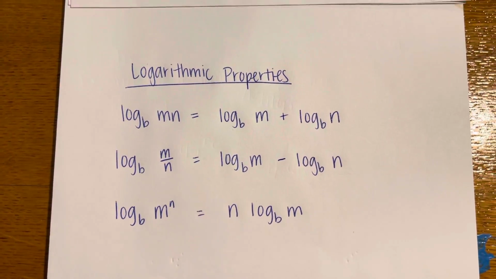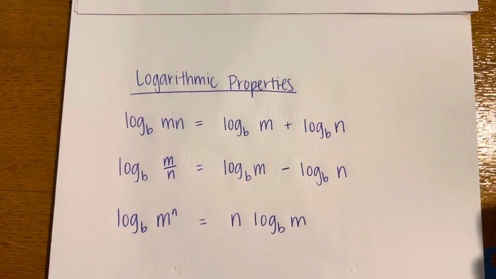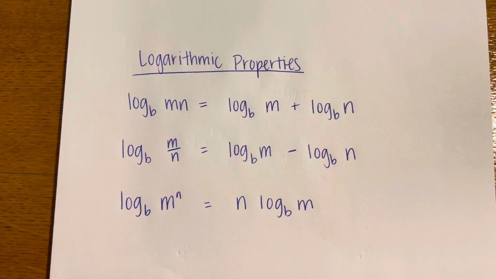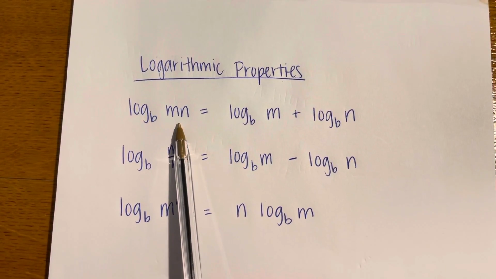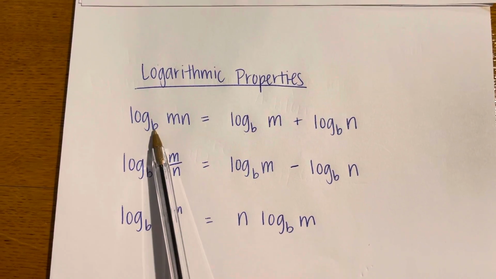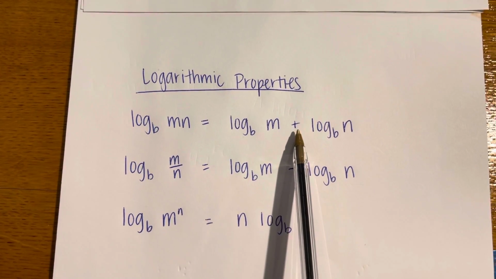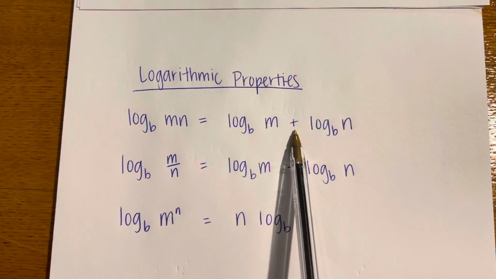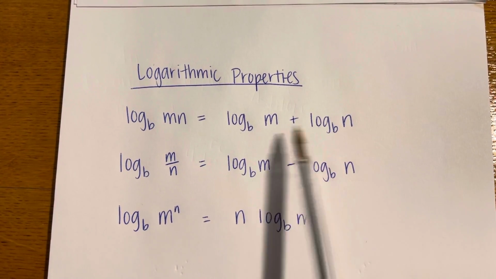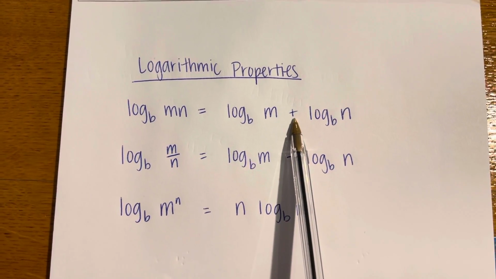In this video, I'm going to show you how to use these logarithmic properties to either expand or condense a logarithmic expression. The first one that you can see here is the product property. So if you have log base b of m times n, you can separate that into two different logs that you are adding together. So they both have the same base for their log, and you will separate the m and n and just add them.